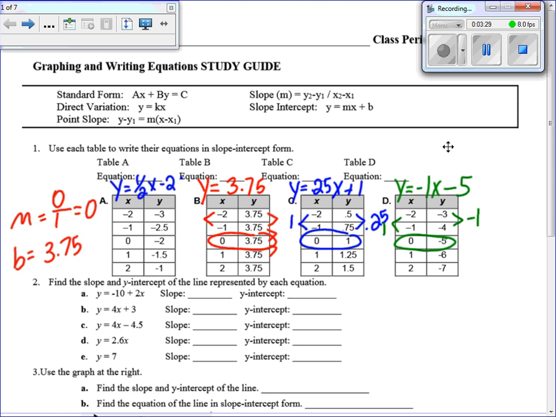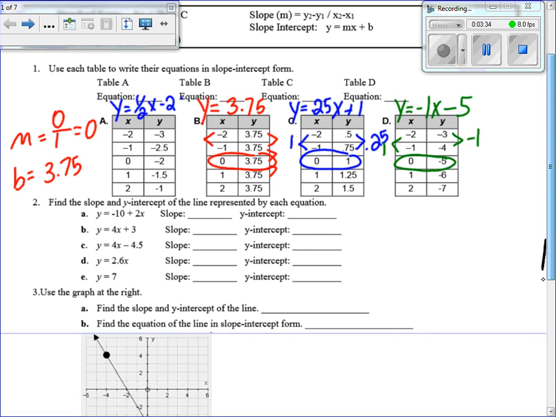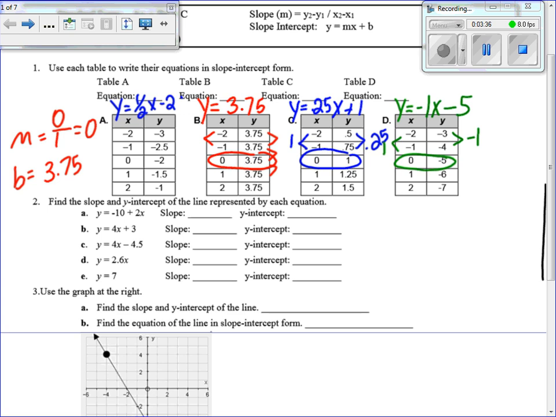On number 2, it says find the slope and y-intercept of the line represented by each equation. The slope for this first one is 2. That's the coefficient in front of x. And our y-intercept is -10. Our slope here is 4, and our y-intercept is 3. Our slope for C is 4, and our y-intercept is -4.5. Our slope for D is 2.6, and our y-intercept is 0. Our slope for E is 0, and our y-intercept is 7.